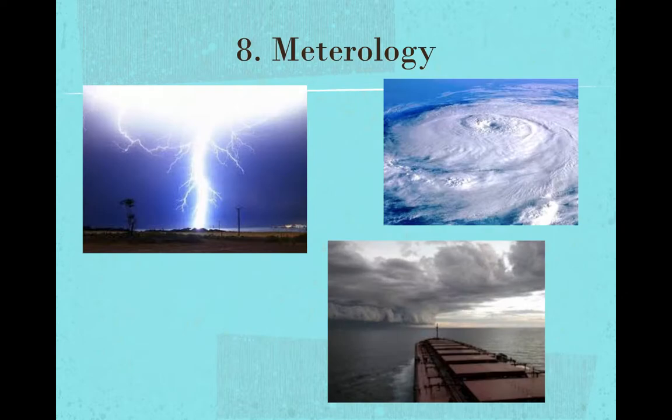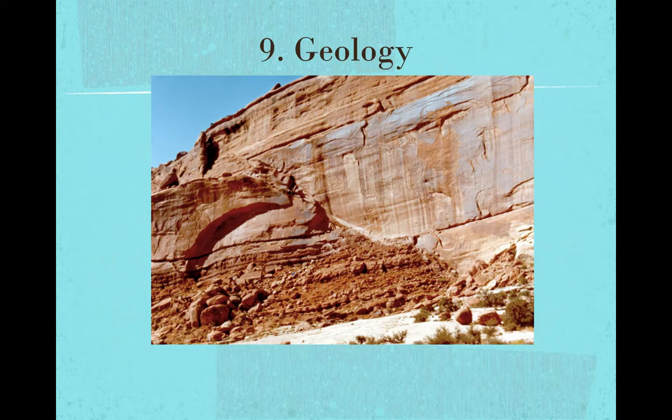Meteorology. Meteorology is an earth science that studies weather. Meteorology is an earth science that studies weather. Geology. Geology is an earth science that studies rocks. Geology is an earth science that studies rocks.